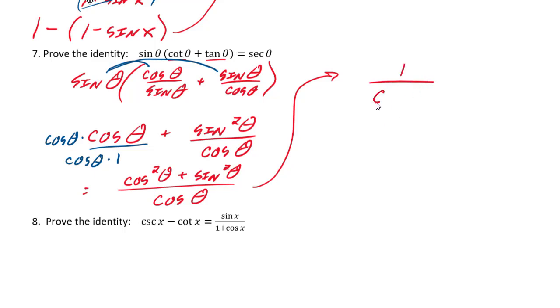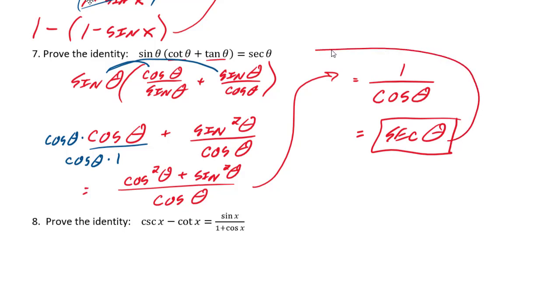That's one of the Pythagorean identities. So I get 1 over cosine of theta, which happens to equal a secant of theta, which, just like before, is exactly what we wanted to turn into. So that concludes this specific proof.